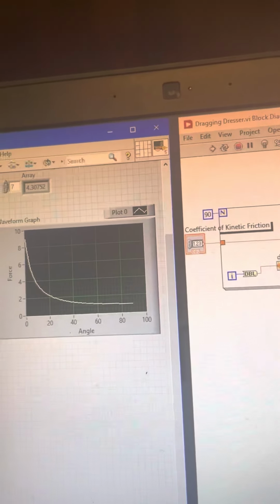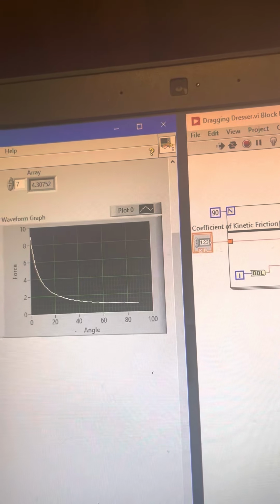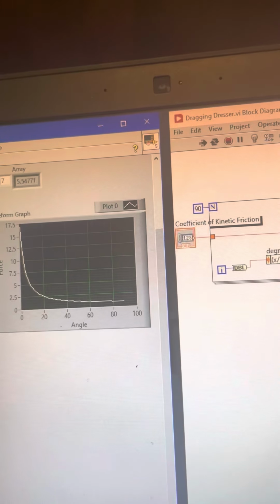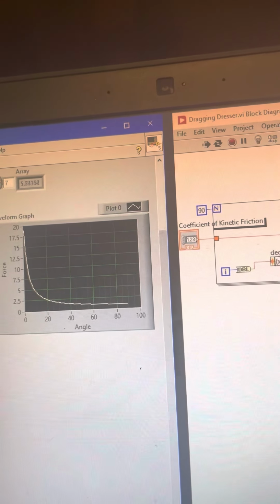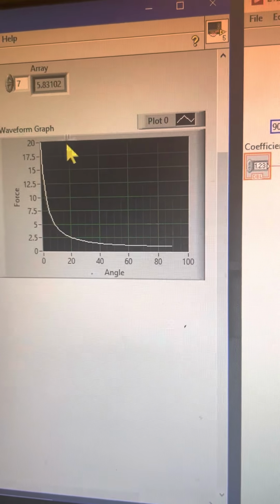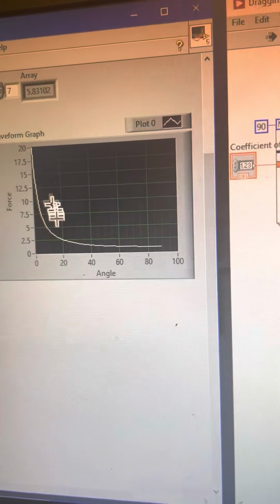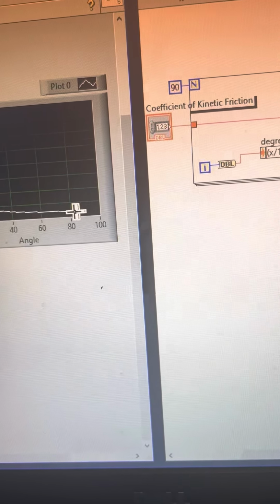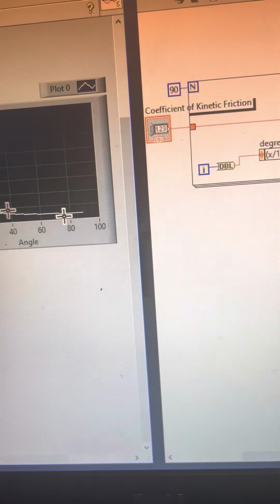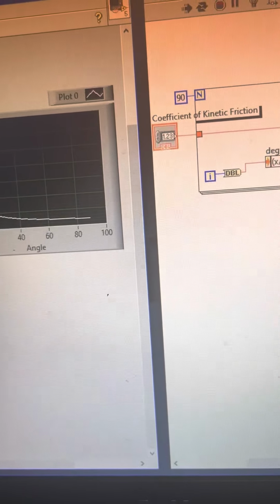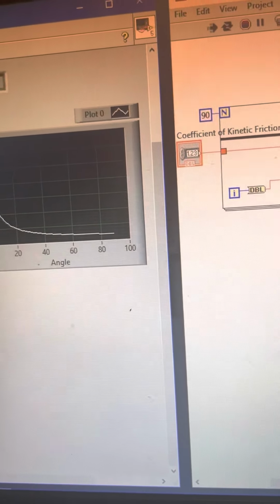The angle that would have the lowest amount of force required would be right around 1.5, and then have an array at 7.